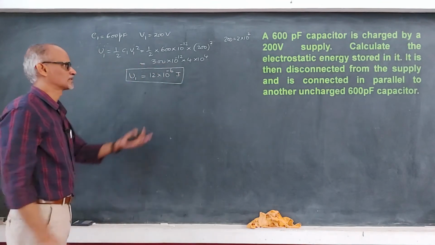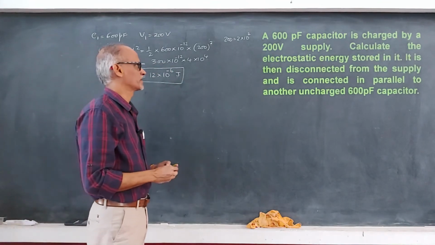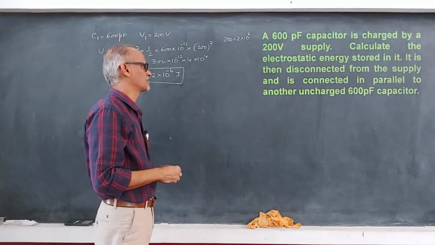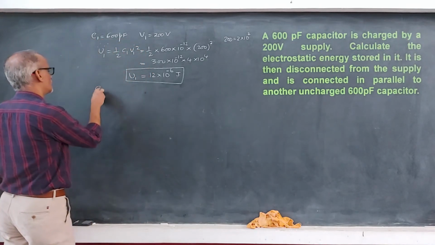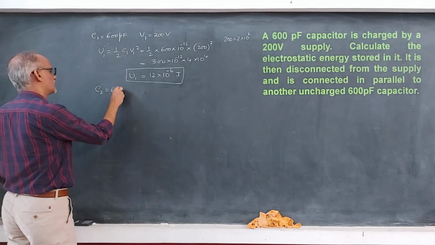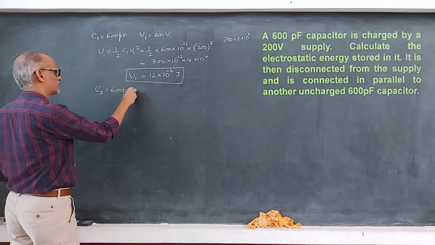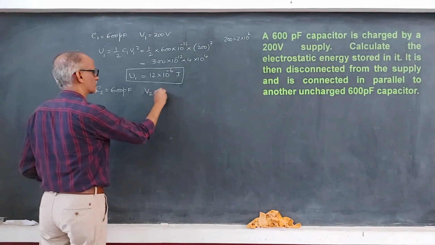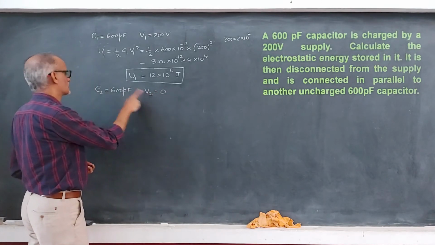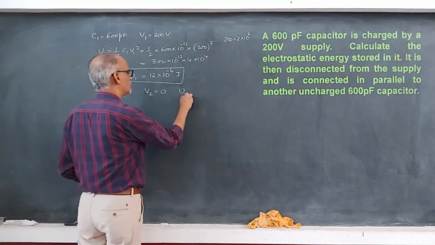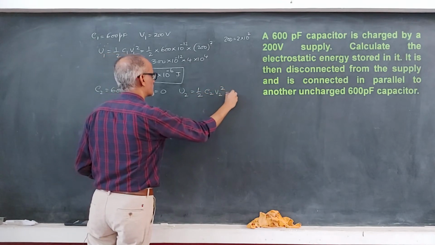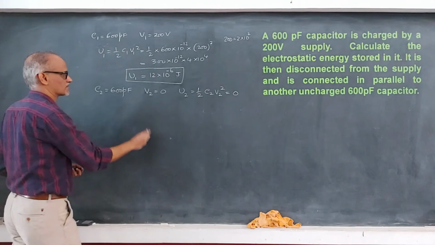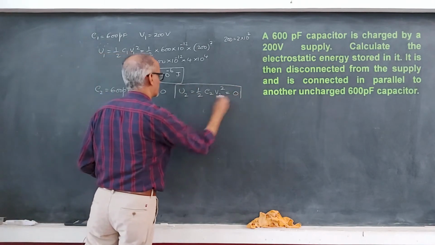Okay, what have they asked? The electrostatic energy stored in it, right? It is then disconnected from the supply and is connected in parallel to another uncharged capacitor. So C2 is again 600 picofarad, another one uncharged. So V2 is 0. When V2 is 0, what is the value of U2? U2 is half C2 V2 square, which is 0. Why? Because the value of V2 is 0. So this is the energy stored in the second.